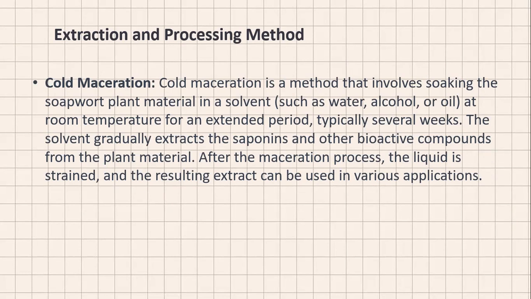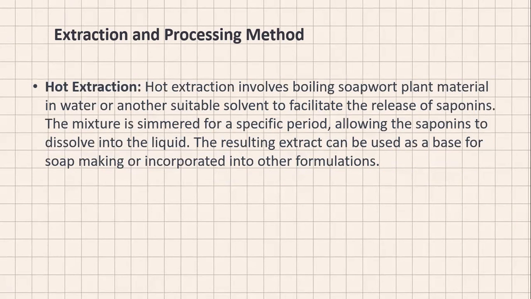This solution can be used directly as a mild cleanser or as a base for soap production. Second, cold maceration. Cold maceration is a method that involves soaking the soapwort plant material in a solvent such as water, alcohol, or oil at room temperature for an extended period, typically several weeks. The solvent gradually extracts the saponins and other bioactive compounds from the plant material. After the maceration process, the liquid is strained and the resulting extract can be used in various applications.